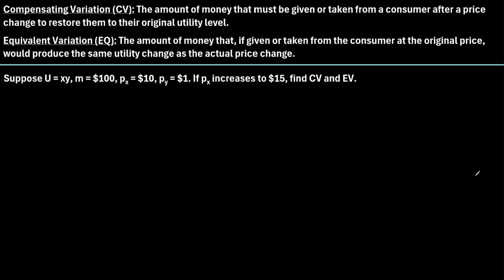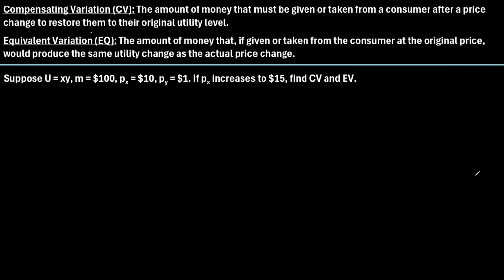In this video, I will explain how to calculate compensating variation and equivalent variation in economics. So let's start with a couple quick definitions. Compensating variation, often abbreviated CV, is the amount of money that must be given or taken from a consumer after a price change to restore them to their original utility level.